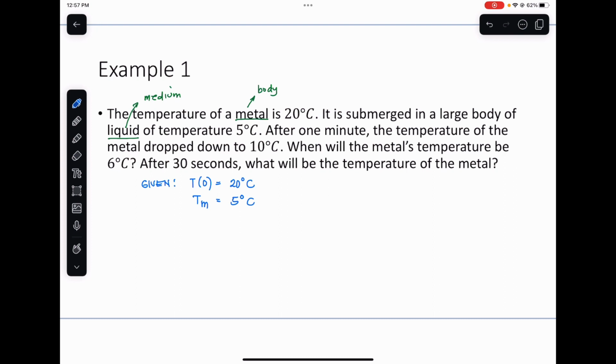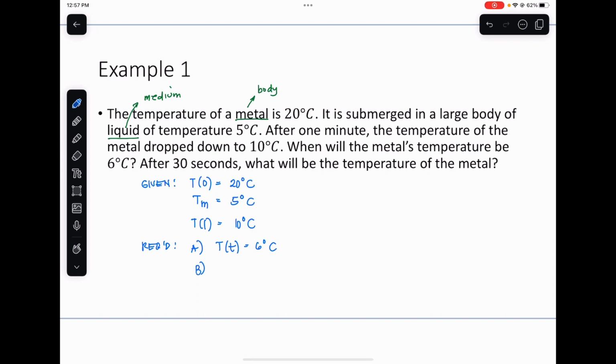So for our other given, it says that after 1 minute, the 20 degrees Celsius drops down to 10 degrees Celsius. And then for the requirement, when will the metal's temperature be 6 degrees Celsius? What would be the time? When the temperature is 6 degrees Celsius, we are to find what is t.